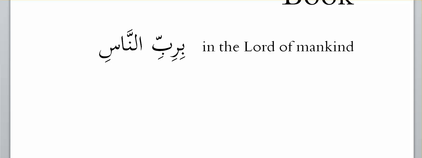There are three words here. Bi means in. Then the next word is Rabb, which means Lord. And the next word is Nas. Or let's put the word Nas first. Nas means mankind. So I'll put in those vowels.